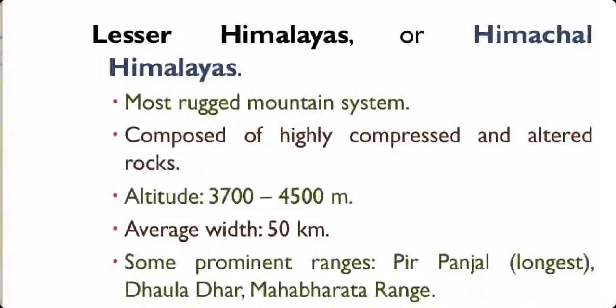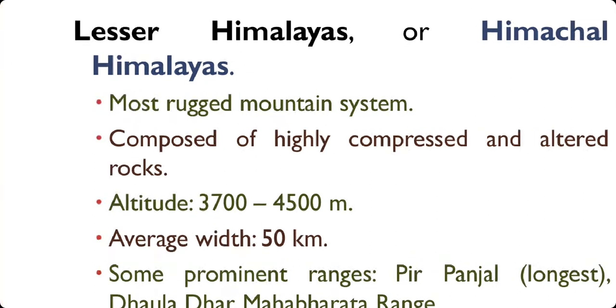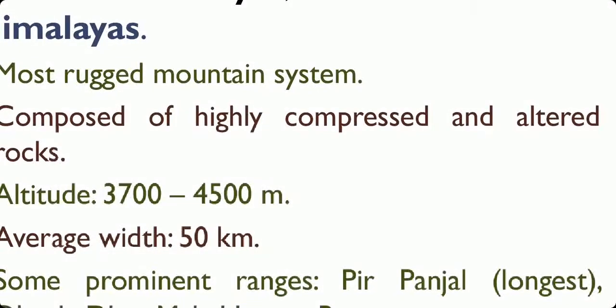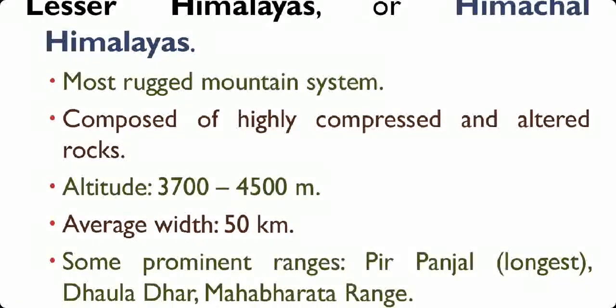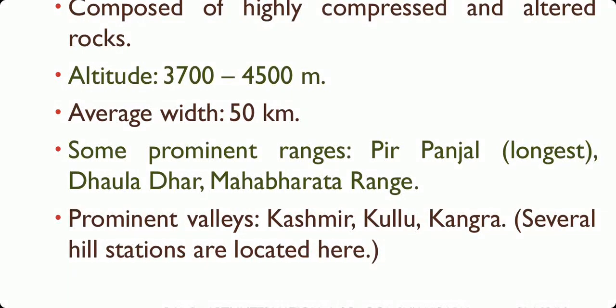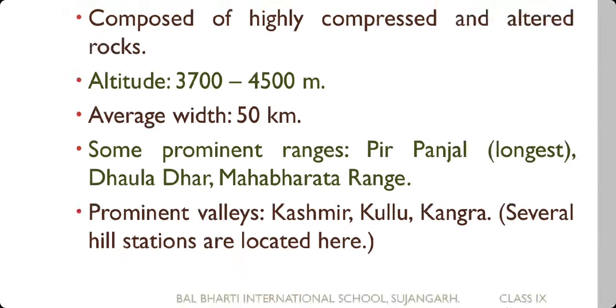The lesser Himalayas are not as continuous as the inner Himalayas, and they are more rugged in nature. They are composed of highly compressed and altered rocks. The altitude is between 3,700 and 4,500 meters, and the average width is 50 kilometers. The prominent ranges here are Pir Panjal, which is the longest range, also Dauladhar and the Mahabharat range. The prominent valleys are Kashmir, Kullu, and Kangra, and several hill stations of India are located here.